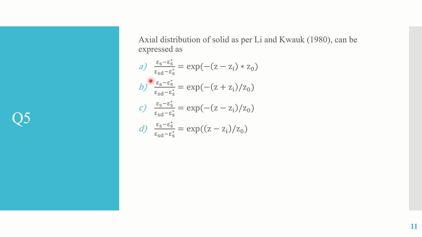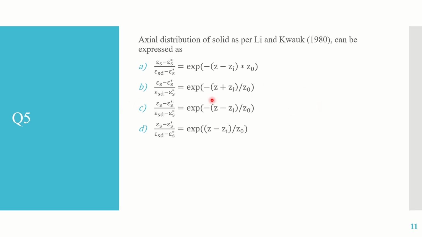Left hand side almost remains the same for all the four options. So in right hand side, what according to Lee and Quark is exponential of minus (z minus zi) by z naught. Here it is into z naught, so it is wrong. Here it is given plus, so again it is wrong. So it is (z minus zi) by z naught.